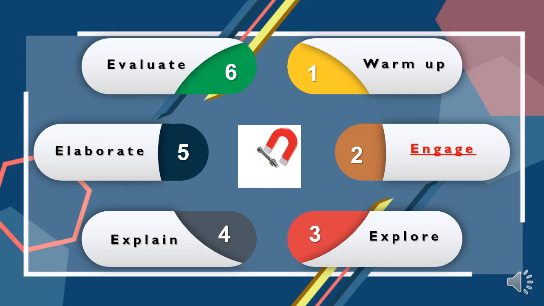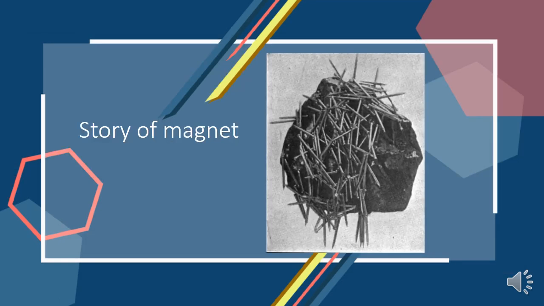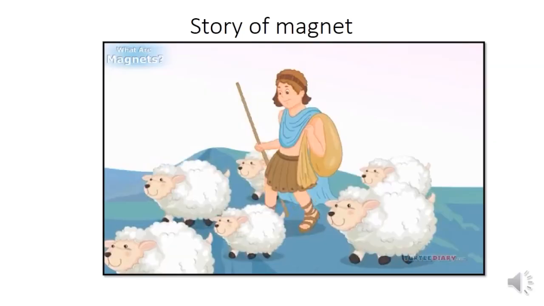Let's see now. We will start engage. Of magnets, how did it start? Actually, they found that there are stones that are natural magnets, like neodymium. Neodymium is a metal that is a magnet. So let's see what is the story behind it.